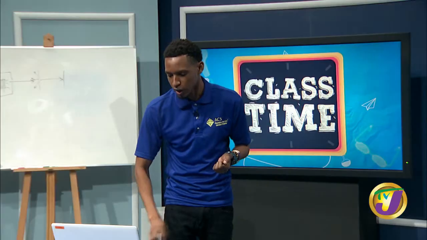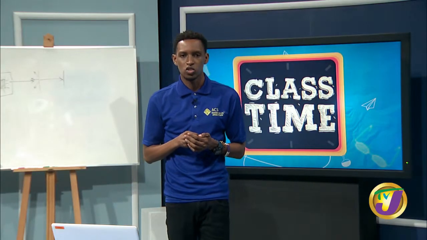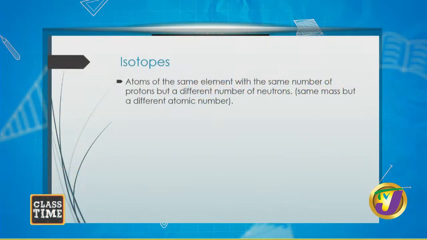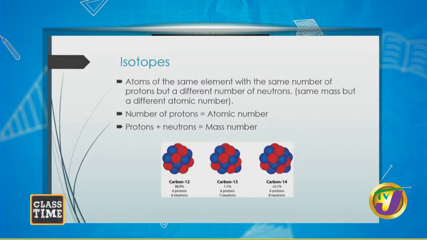Now, let's take a look at isotopes and what isotopes are. Isotopes are atoms of the same element with the same number of protons but a different number of neutrons. That is, it has the same atomic number but a different mass. Now, the proton number is the atomic number, and the mass number is the sum of the proton number and the number of neutrons.